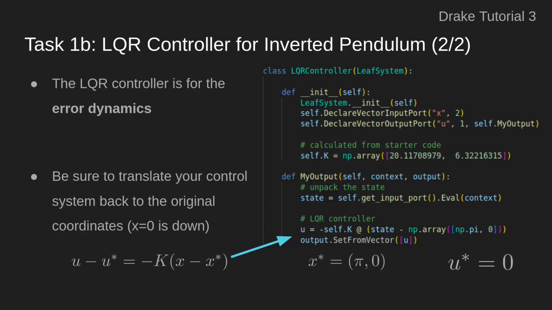We're also going to need to update our LQR controller in the simulation. Be sure to update the value of K and also subtract X star in the myOutput function. Now let's go back to the code and make these changes.